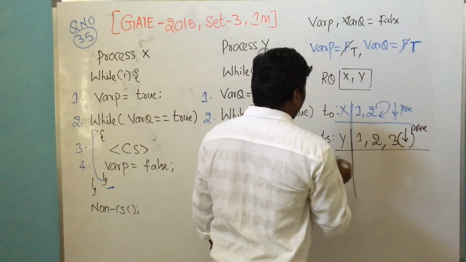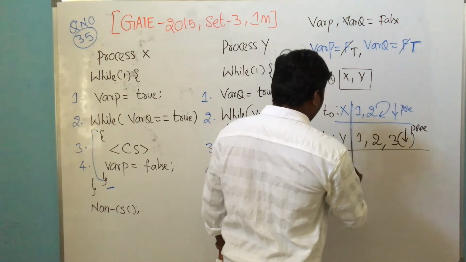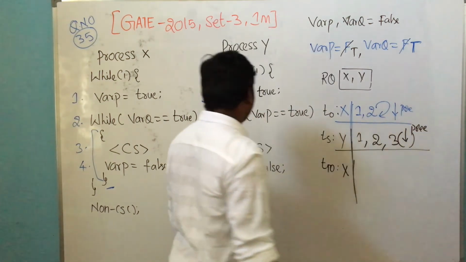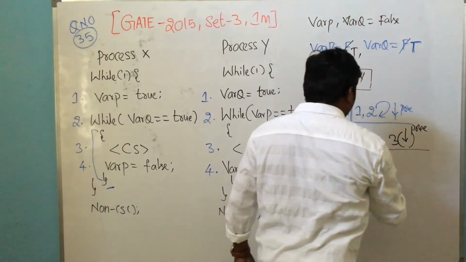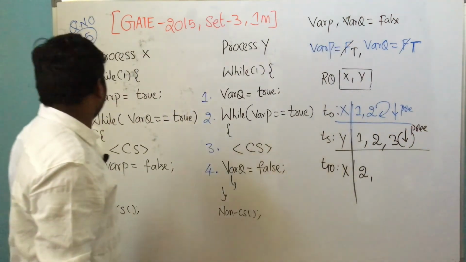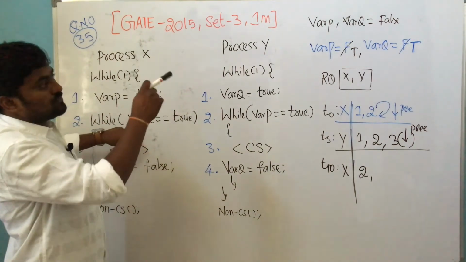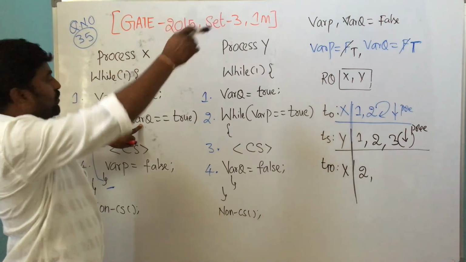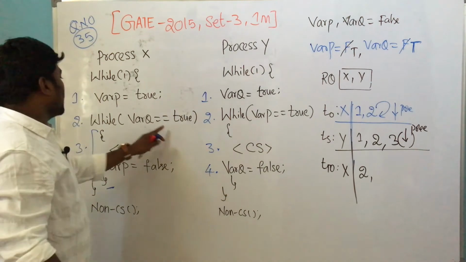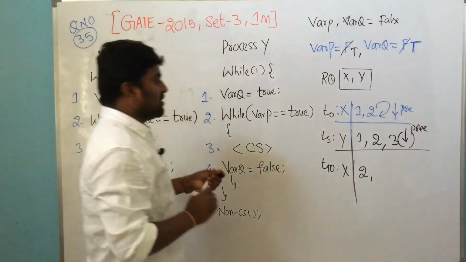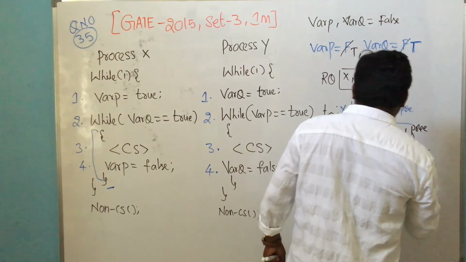So let the time be over, assume that at time 10, px again got a chance for execution. Where was process X? It was at the second instruction only, yes or no? Again it will run the second instruction. Check, while var q equal to true or not. What is the var q value? You look at this, what is the var q value? True. Both conditions are true. When this condition is true, then it will enter into the critical section or not? Yes, it will enter into the critical section.